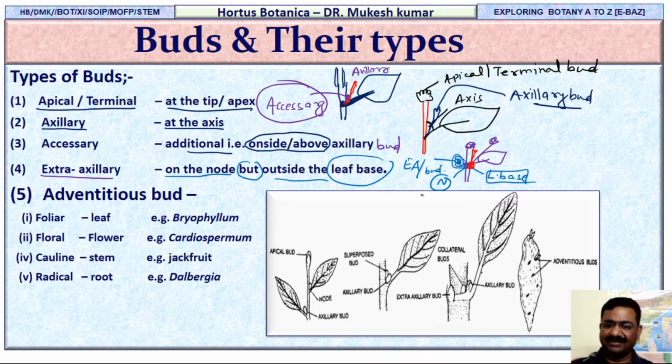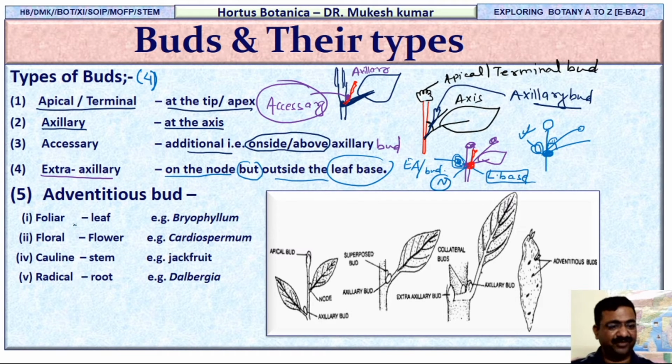So mind well, again I am repeating, at the tip it is terminal, at the axis it is axillary, and if it comes outside of this node, it is called extra-axillary. So in this way we have in general 4 types of bud based on just nodal position, axillary position as well as terminal or the apical position, isn't it?